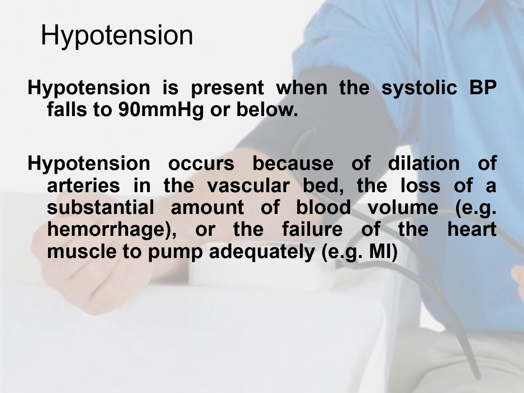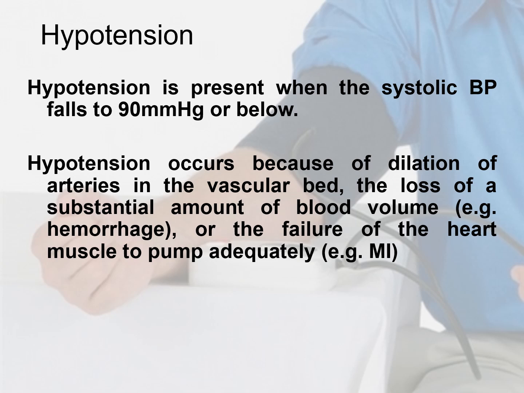So the other variation for blood pressure is hypotension. Hypotension is present when the systolic BP falls to 90 or below. Although some adults have a low BP normally, for most people, low BP is an abnormal finding associated with illness.